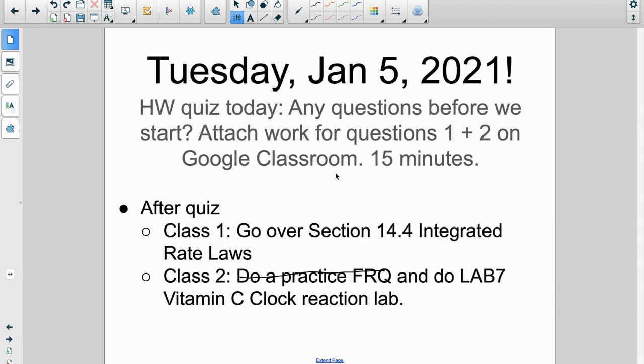There was a homework quiz today, and after the quiz, we went over most of section 14.4 on integrated rate laws. We did not get to this practice FRQ during class, and we did get to the lab, the vitamin C clock reaction lab.